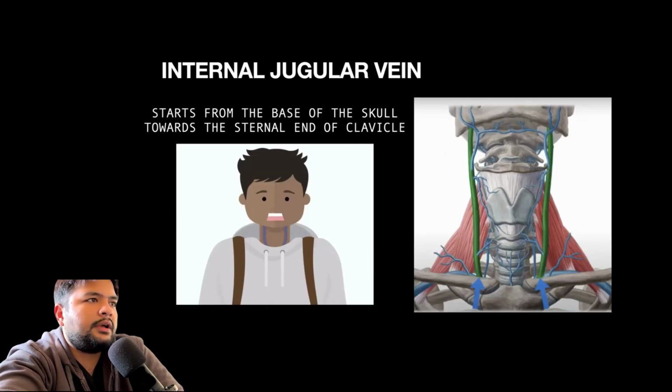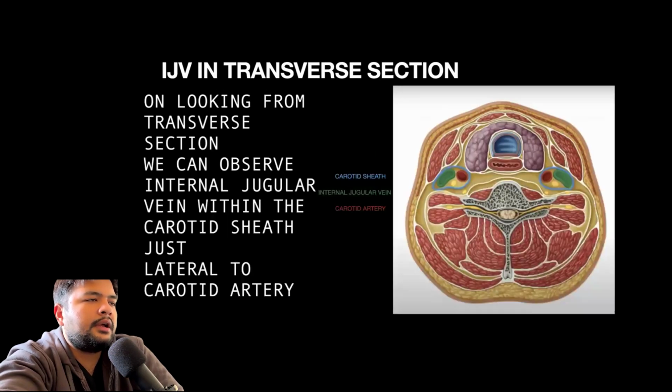Coming to the starting point of the internal jugular vein, it starts from the base of the skull towards the sternal end of the clavicle. Coming to the IJV in transverse section, on looking at the transverse section, we can observe the internal jugular vein within the carotid sheath, just lateral to the carotid artery.